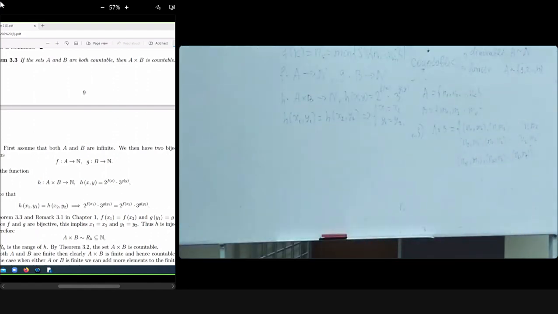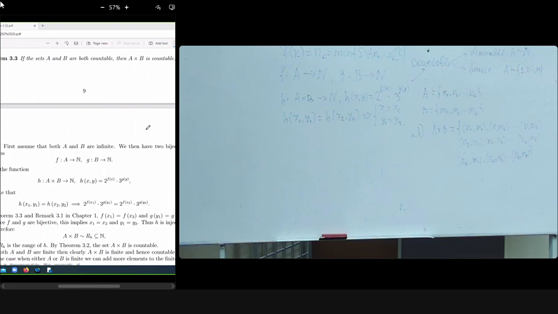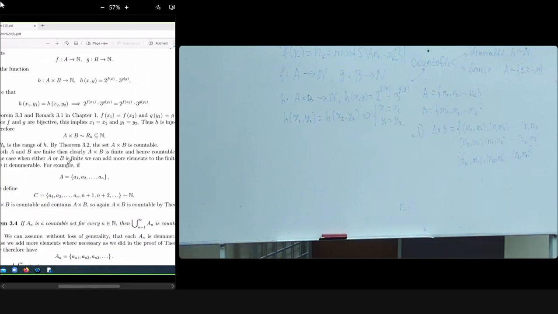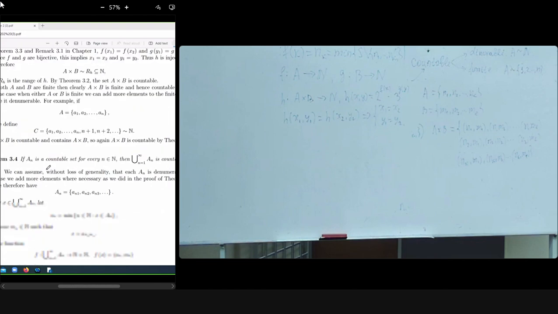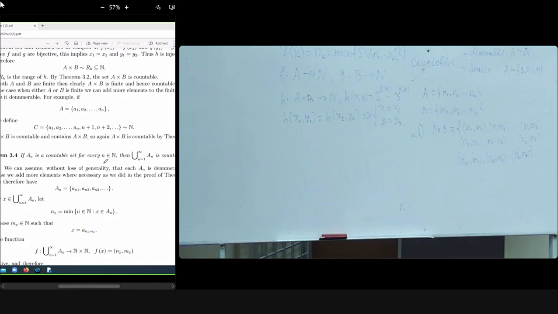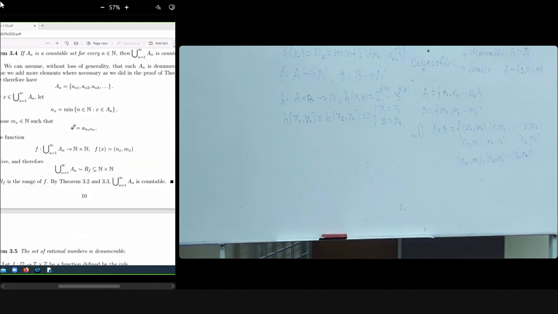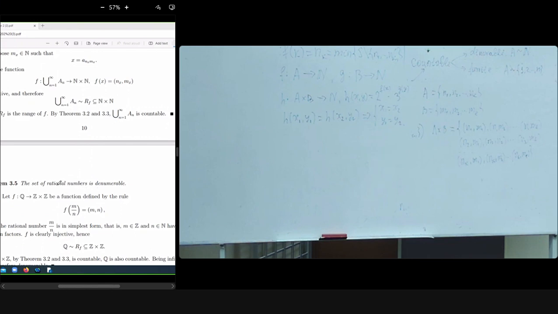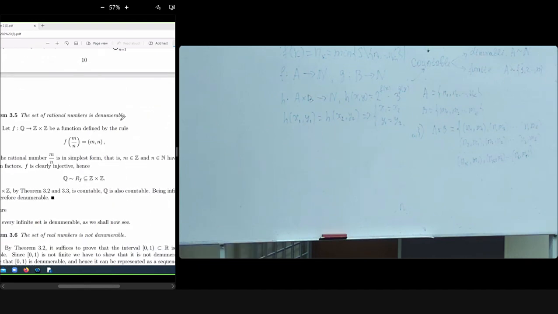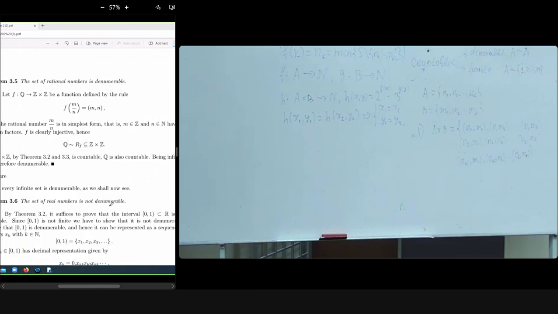How to explain these two important theorems I am leaving for you. Maybe tomorrow I will repeat the important ones. If A_n is a countable set for every n, then the union is also a countable set. This one we can also prove, but this one is important: the set of rational numbers is denumerable. Tomorrow I will show you why this is denumerable, and why the set of real numbers is not denumerable. These two theorems I will prove.